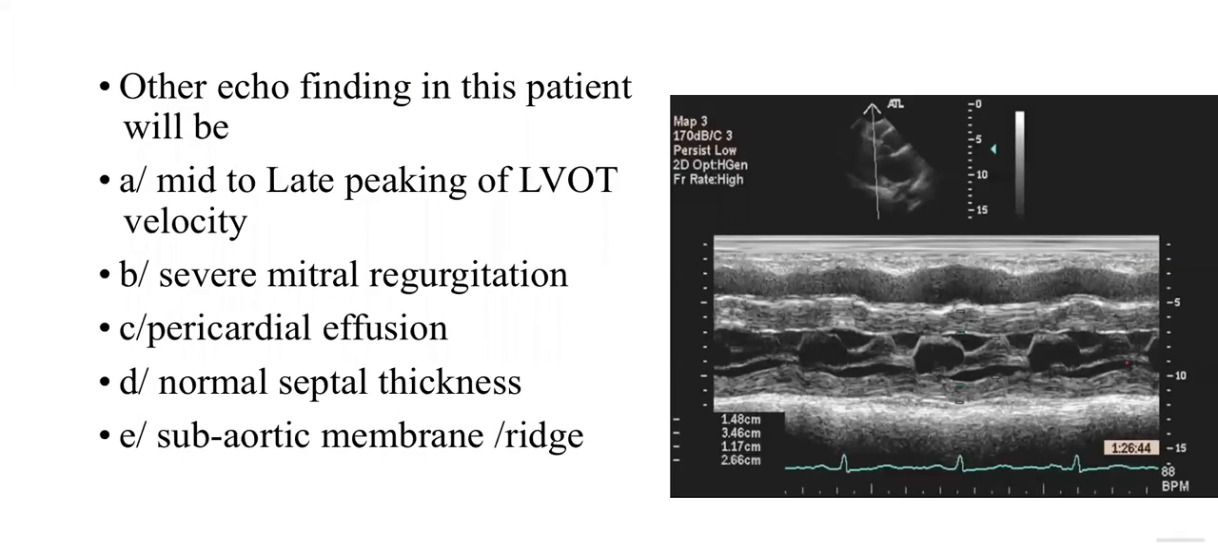Other echo findings in this patient will be, this is the patient. Other echo findings: mid to late peaking of LVOT velocity, severe mitral regurgitation, pericardial effusion, normal septal thickness, subaortic membrane or ridge.